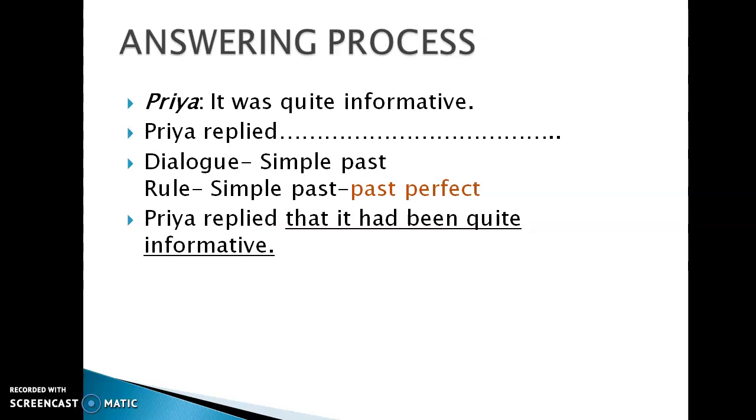Now, remember what I have told you before. First of all, know your tenses very well. You should know rules of all the tenses, all the 12 tenses. There are major 3 tenses: present, past, future. And then they have 4 subcategories: simple, continuous, perfect, perfect continuous. So you should know all the tenses. Then you should know how tenses change in reported speech. What are the rules of tense change?